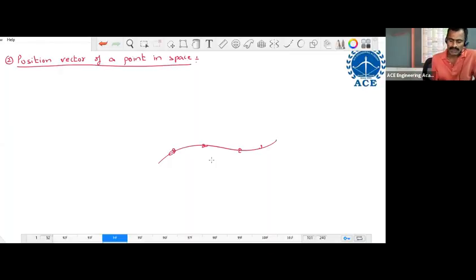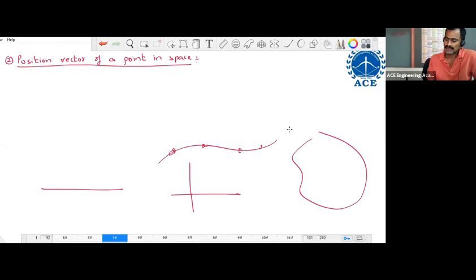Suppose we consider one-dimensional space. One-dimensional space means just one line. Two-dimensional space is a plane region. Three-dimensional space is like this, with X, Y, Z axes, a space region.